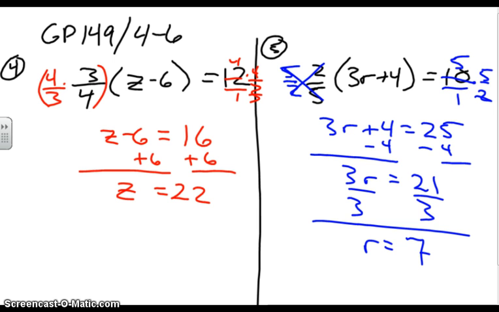All right? If we plug 7 in for r up here, 21 plus 4 is 25. We would have 2/5 times 25. And does that equal 10? Let's see. 5 goes into 25 5 times, and 2 times 5 is 10. Give yourself a star.